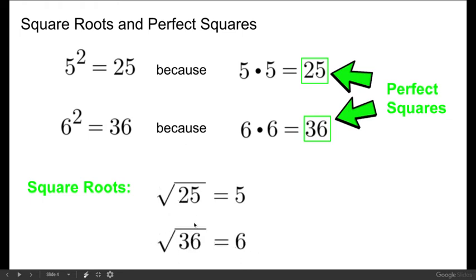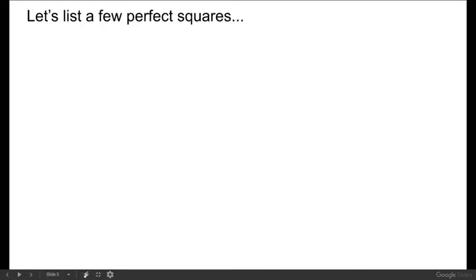So when we go to do square roots, we always want them to be perfect squares, because perfect squares come out to be nice, even whole numbers. Sometimes they won't be, but that's what simplifying is going to help you with in the rest of this video. Okay, so now that we have the basics, let's list a few perfect squares.